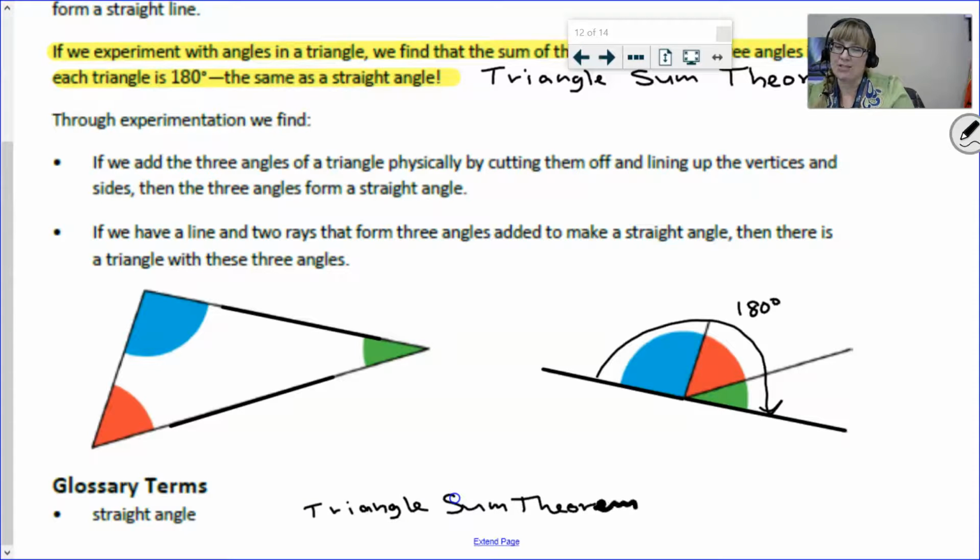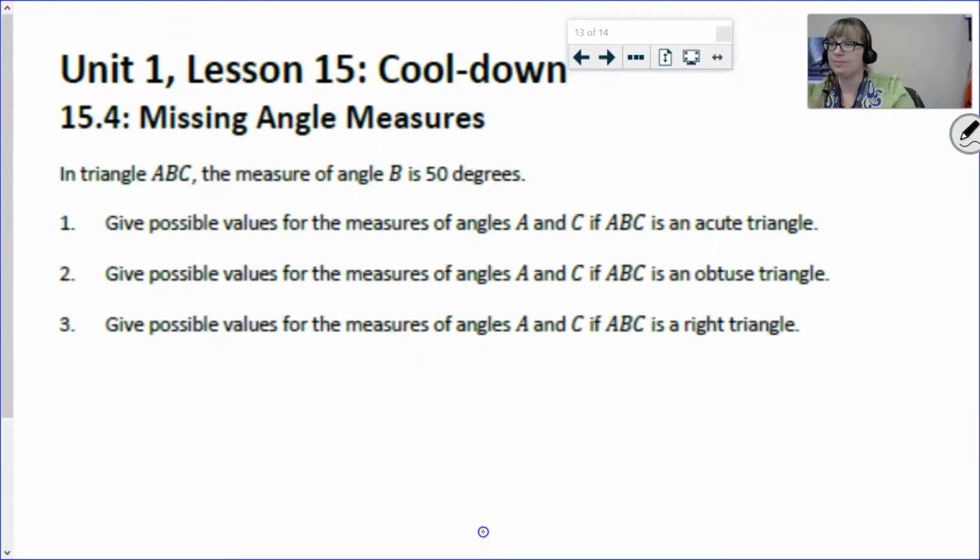And now it is time for your cool down. In triangle ABC, the measure of angle B is 50 degrees. So maybe let's draw a sketch. It doesn't have to be perfect. It's just a sketch. But I am going to draw a triangle that has an angle of maybe about 50 degrees. That would be B. It's called triangle ABC, so probably A, B, and then C.